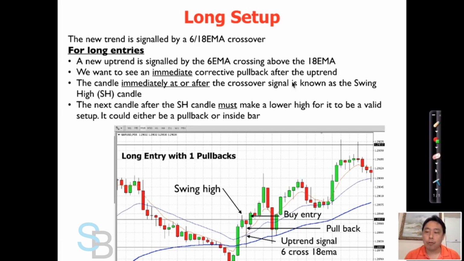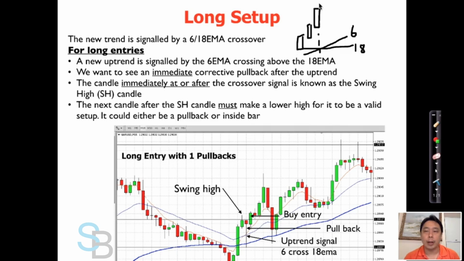Okay, so let me draw so you get a clear understanding. So let's imagine that we've got the 6 EMA and we've got the 18 EMA. Right, so again, this is the red line, this is the blue line. Now, what I'm saying is right at the cross, so immediately right at the cross over here, we want to see a swing high candle. So what's a swing high candle? A swing high candle is a candle that makes the highest high relative to all the previous day's candles, right?